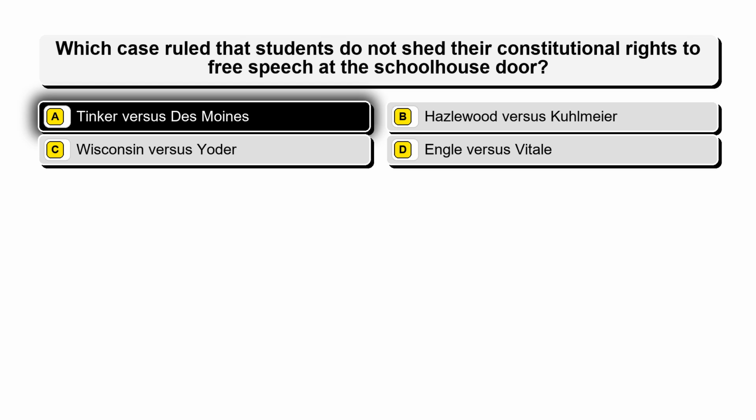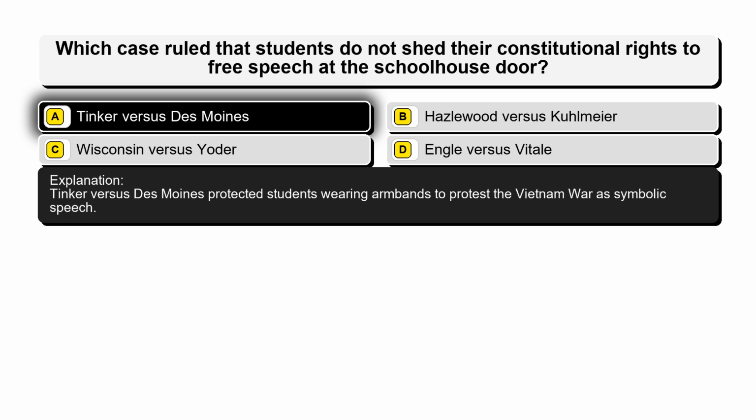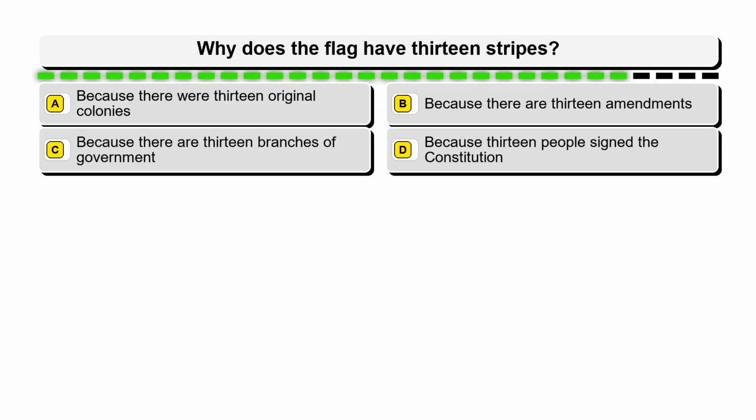The correct answer is option A, Tinker vs. Des Moines. Tinker vs. Des Moines protected students wearing armbands to protest the Vietnam War as symbolic speech. Question 51. Why does the flag have 13 stripes?